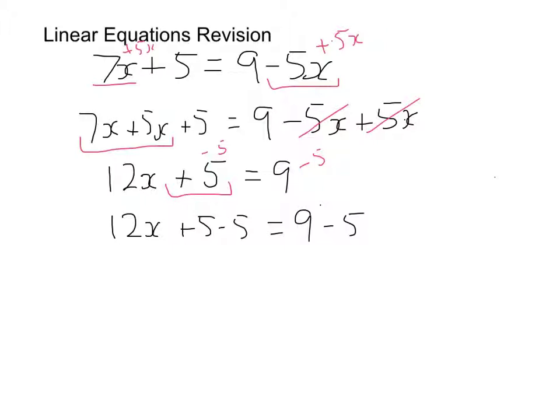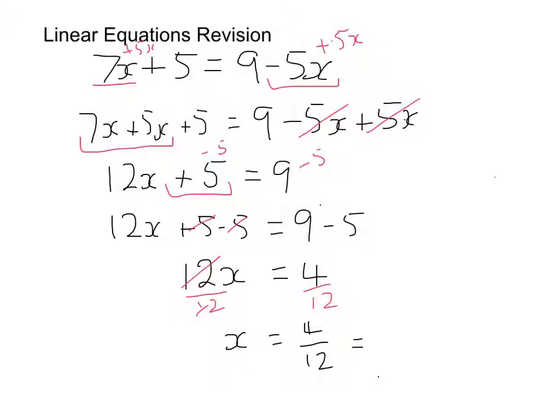Here we have the plus 5 take 5 on the left hand side will cancel down, leaving us with 0 there. And that'll leave the left hand side as just 12x equals 9 take away 5 is 4. Next we want to divide both sides by the 12, which is in front of the x. And the 12 and 12 will cancel down on the left hand side, which leaves us with x is equal to 4 over 12, which will simplify down to become 1/3. That's the answer to the first question.